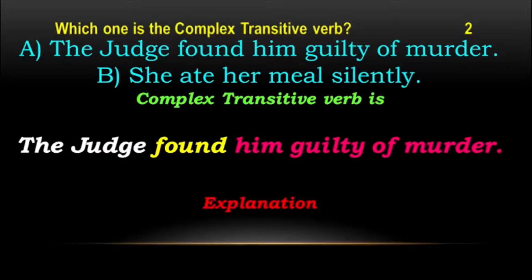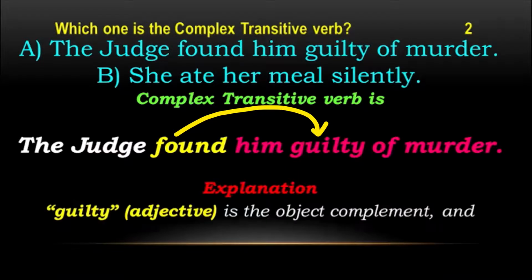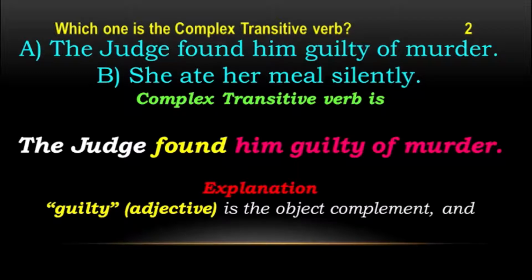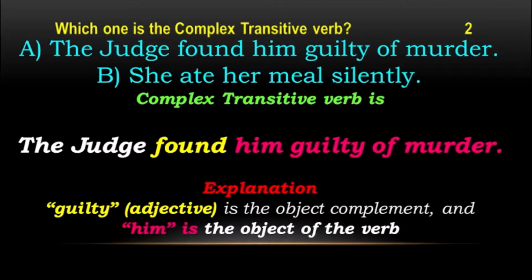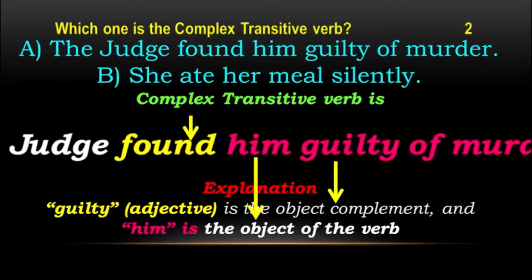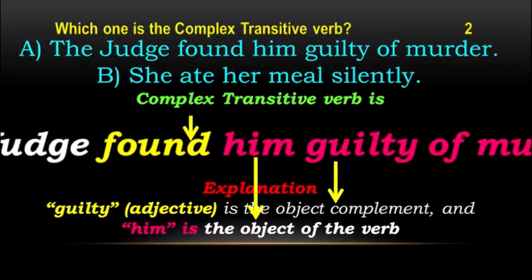Guilty of murder, yes. This is your phrase and the object complement, and found is your complex transitive verb here. Okay? It's the object complement and him is the object of the verb. The judge found him guilty of murder. Found is your complex transitive. Him is your object and guilty of murder is your adjective phrase. That is the object complement.